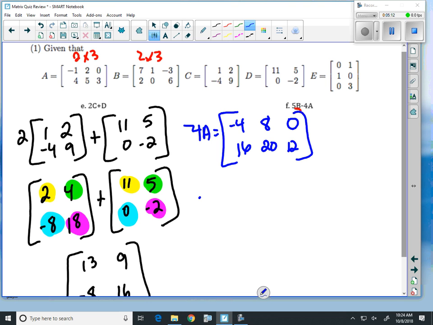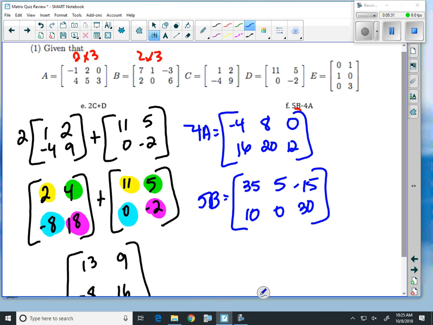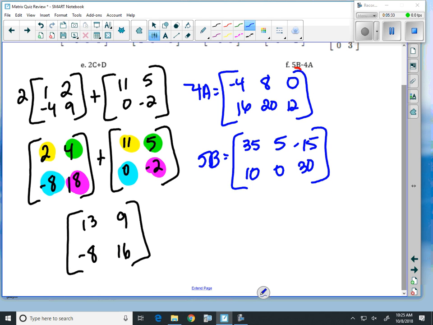Okay, and then we're doing 5b. So 5b, we would get 7 times 5, 1 times 5, negative 3 times 5, 2 times 5, 5 times 0, 5 times 6. Okay, now that we have the correct matrices, we're going to go ahead and subtract these. So if you keep in mind, you have to do it in order. It's 5b minus 4a. So I'm going to go ahead and write those down.